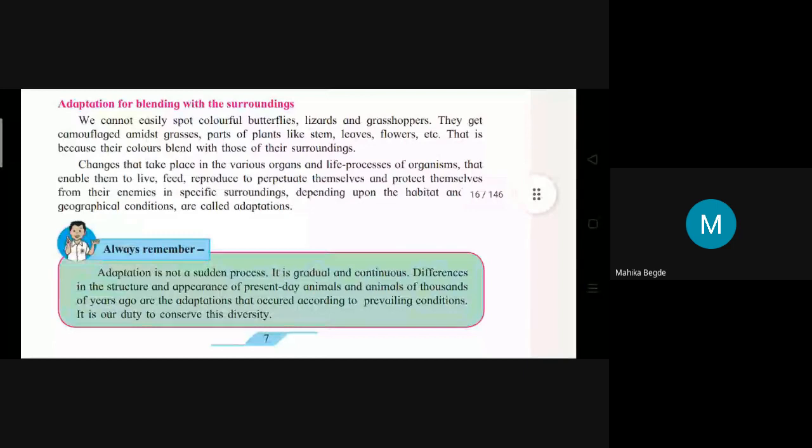Then adaptation for blending with the surroundings. We cannot easily spot colorful butterflies, lizards and grasshoppers in a garden. If the lizard is on the bark of a tree, we cannot easily spot it. They get camouflaged amidst grasses and parts of plants like stem, leaves and flowers. That is why we cannot spot them, because their color easily blends with their surroundings, and that is the main adaptation an animal can carry.